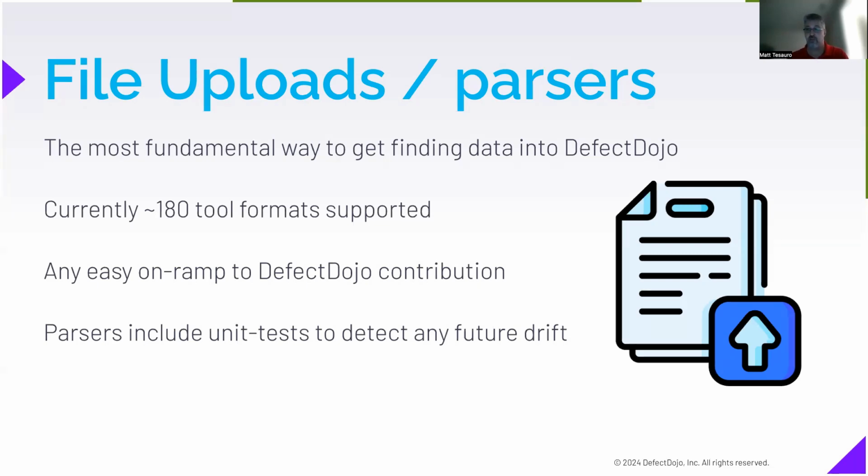The parsers are fairly straightforward. They're an isolated piece of code. There's a couple things you have to do when you write a parser, but it's not too bad, which is probably one of the reasons why we've got so many parsers in DefectDojo. And we include unit tests in those parsers to help detect drift, if there is future drift in terms of changes of the formats that tools output, because of course they're vendor tools and some of them are open source tools, but tools over time will change the output that they produce. So we have to deal with that, and this is the way that we deal with it, a unit test to at least catch those as quickly as possible.